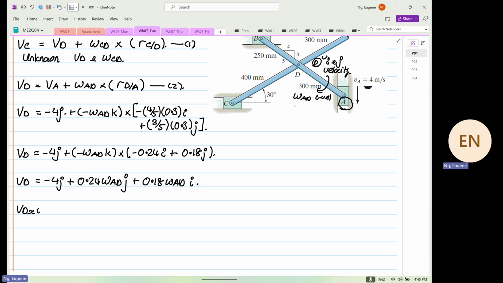In the x direction I plus VD in the y direction J, this will be equal to minus 4J plus 0.24 omega AD J plus 0.18 omega AD I. So the problem comes with this, okay? If you look at this equation alone, how many unknowns do you have? One unknown, two unknown, three unknown. So we have three unknowns.